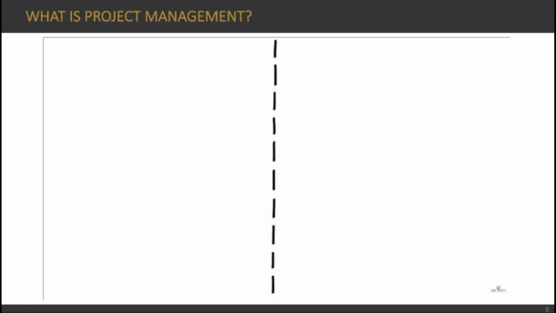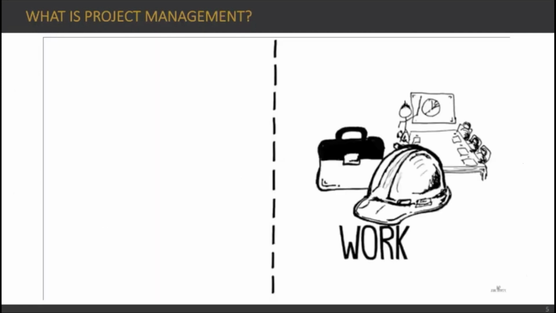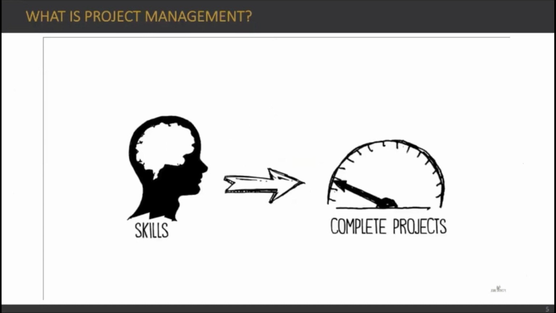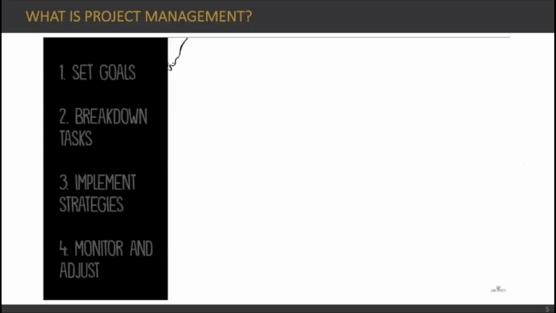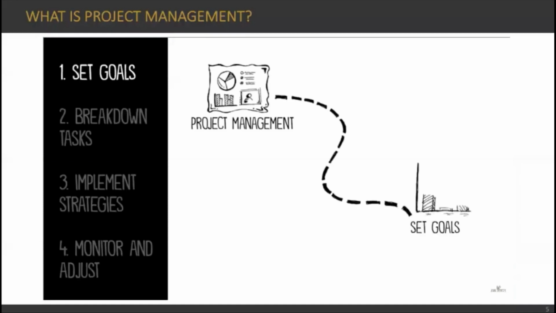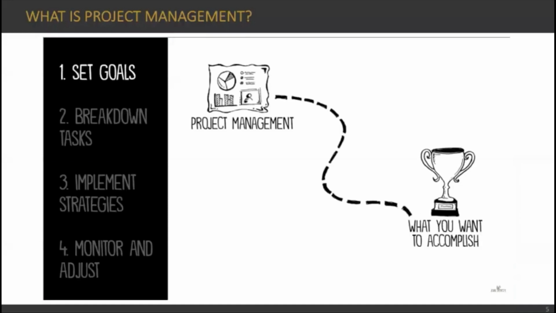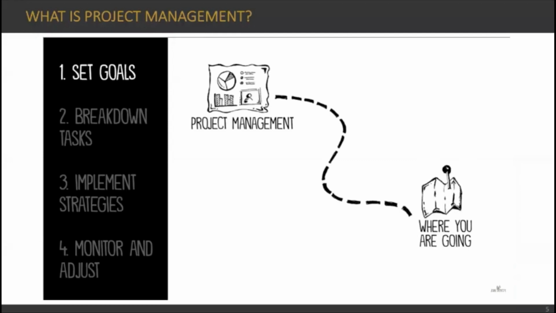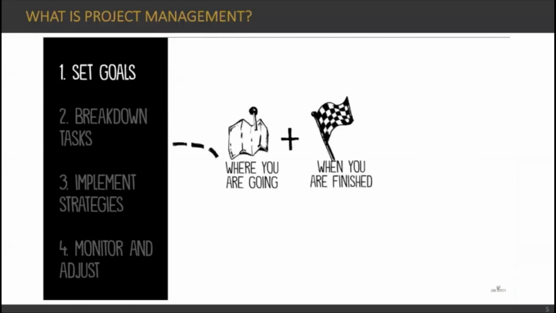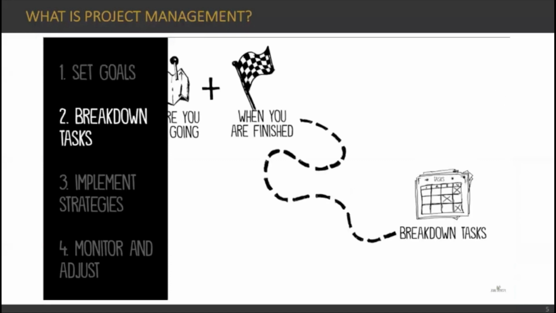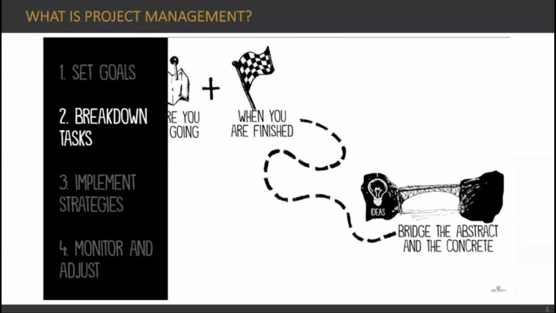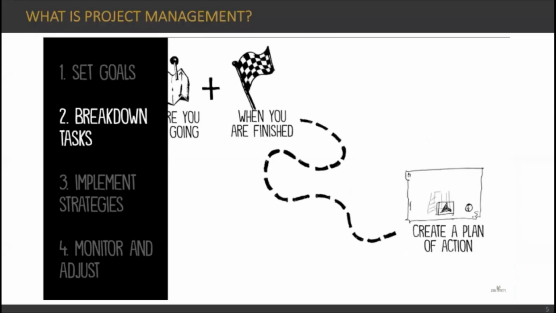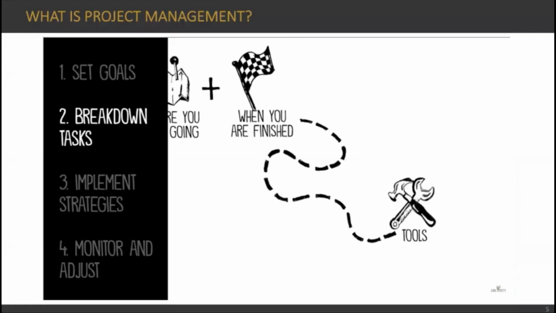Life is full of projects, whether it's something you do at home or something you do at work. And one of the skills students will need in order to complete projects is project management. But what exactly is project management? Well, project management begins with goal setting based on the big picture idea of what you want to accomplish. Here you need to have a clear sense of where you are going and what it will look like when you are finished. It also involves breaking the project down into tasks and subtasks with clear deadlines. Here, you often visualize each part of the task, creating a bridge between the abstract ideas and concrete actions you will take. And in this phase, you also develop a plan of action and select your tools and materials.